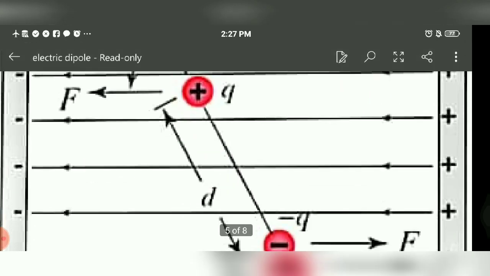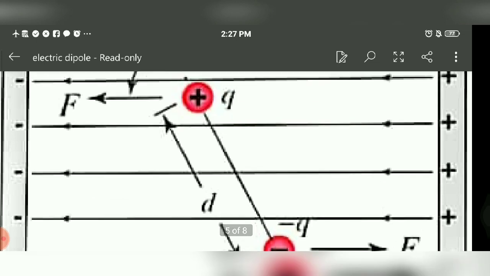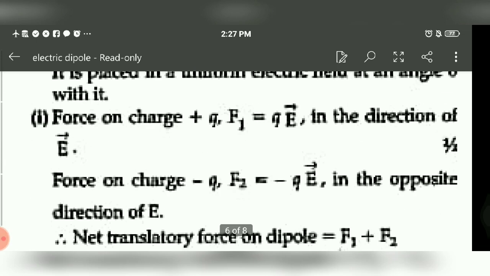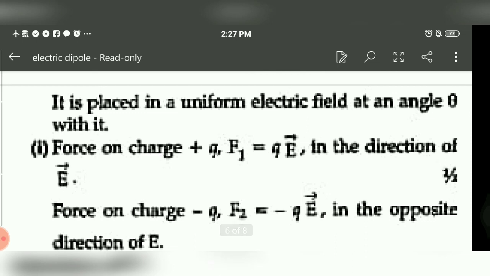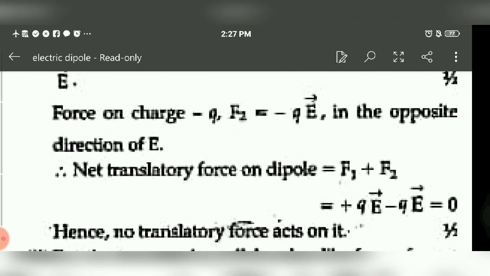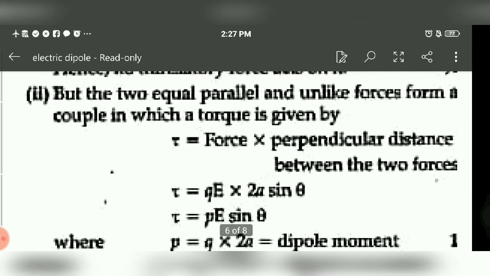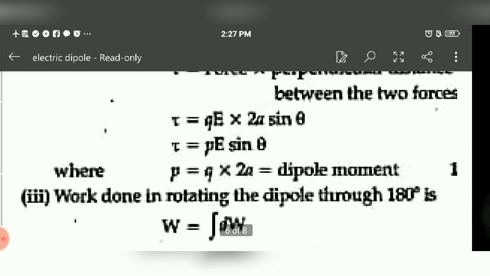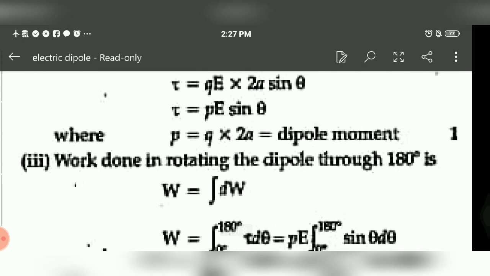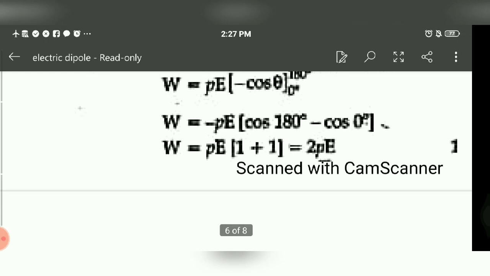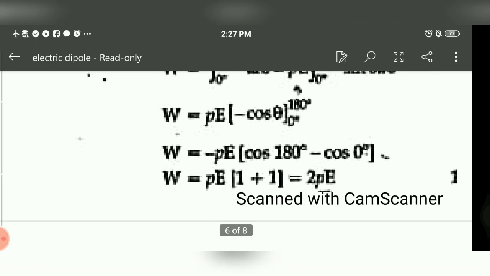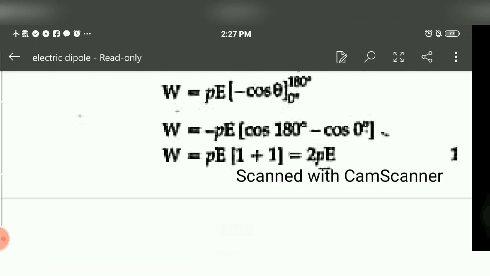So this is the diagram for an electric dipole placed in a uniform electric field. This is the force on one charge, and the force on the other. The translatory force is 0 because they cancel each other out, but they exert a torque, which is tau equals P E sin theta. Then we calculate the work done. If we consider angle 0 to 180, cos 180 is minus 1 and cos 0 is 1. So minus 1 minus 1 is minus 2, and minus minus is plus, so 2 P E.